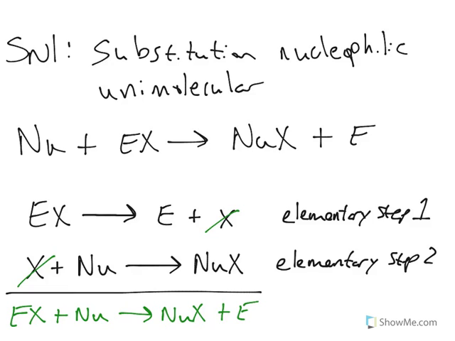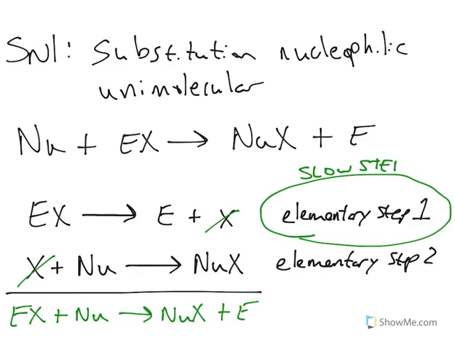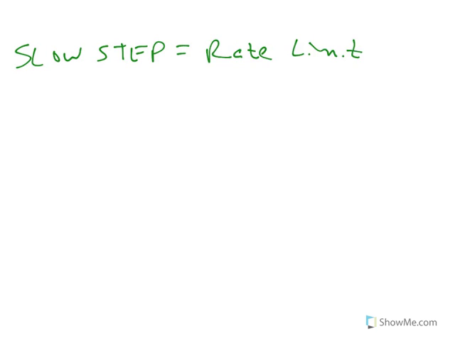So why do they call it unimolecular? Well, through the study of the kinetics, which you'll spend more time on in organic, it turns out that this first step is what we call the slow step. The slow step determines the overall rate of reaction. When you have a multi-step reaction and the first step is slow, that's what we call the rate limiting or rate determining step.